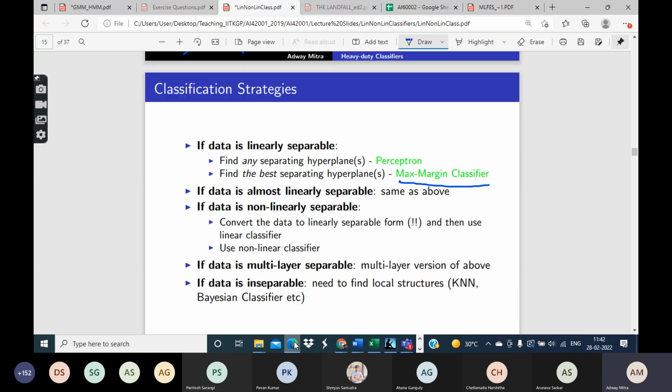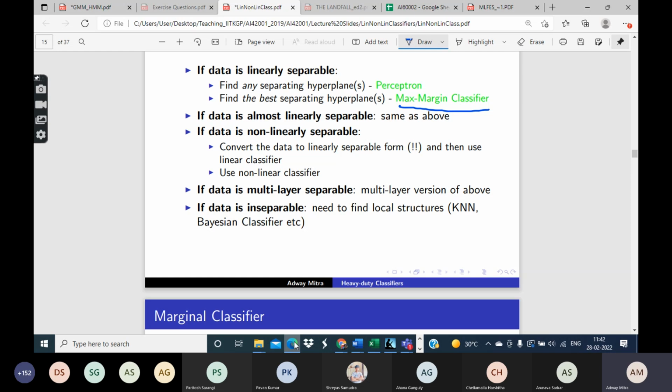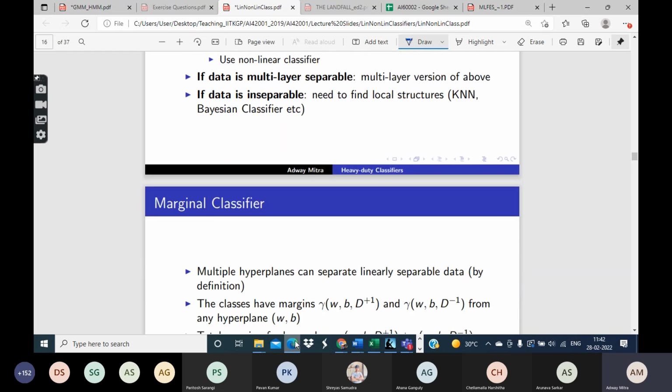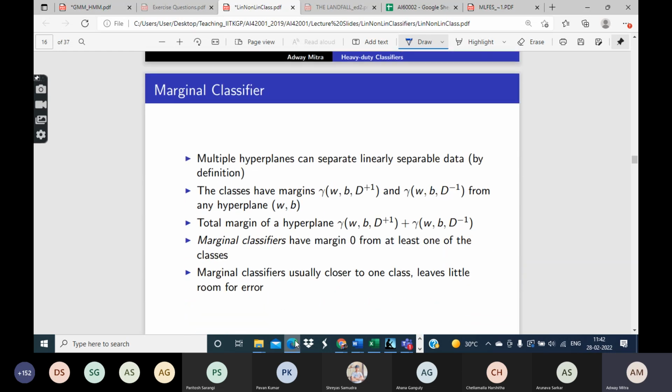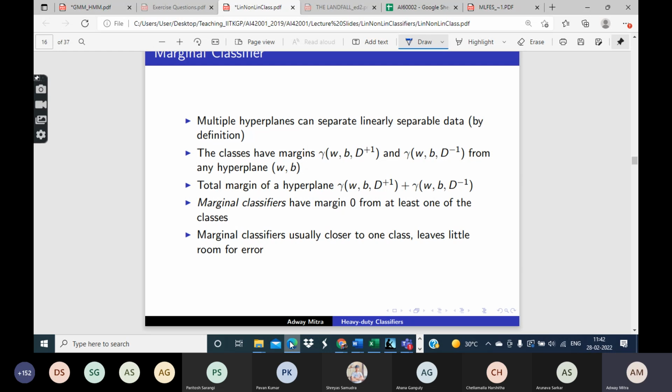So now let us try to understand what this max margin classifier is. As the name suggests, in the max margin classifier we are trying to maximize the margin. That is, whenever we have a W and we have D plus 1, meaning only the positive points, only those points in the data set which have the label plus 1, corresponding to them I have a margin gamma 1.